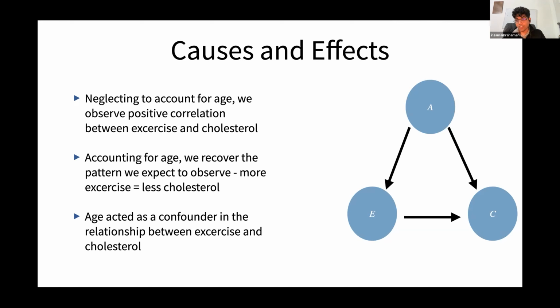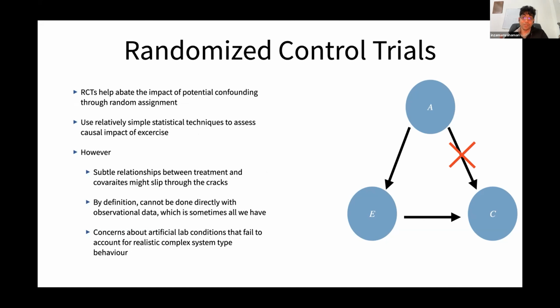Now, when we account for age, when we try to account for the confounder, we observe the pattern that you think is much more likely, which is that you see this negative association. The more you exercise, the lower your levels of cholesterol, right? Now, this is why we use randomized control trials. The idea of randomized control trials is that we can abate the effects of confounding through random assignment. And provided we do it well, it can work out well in terms of isolating certain causal relationships.